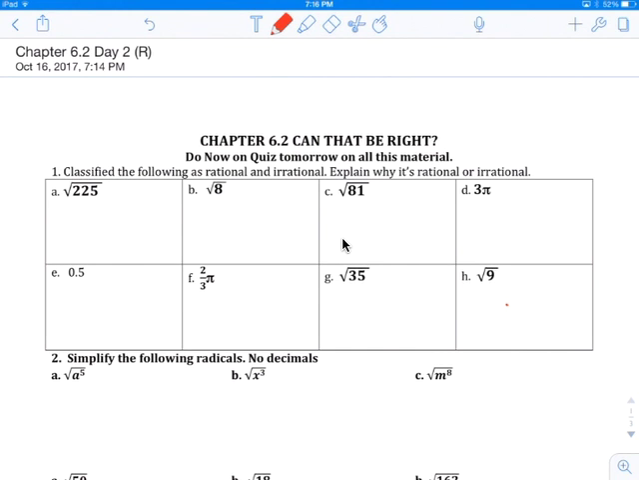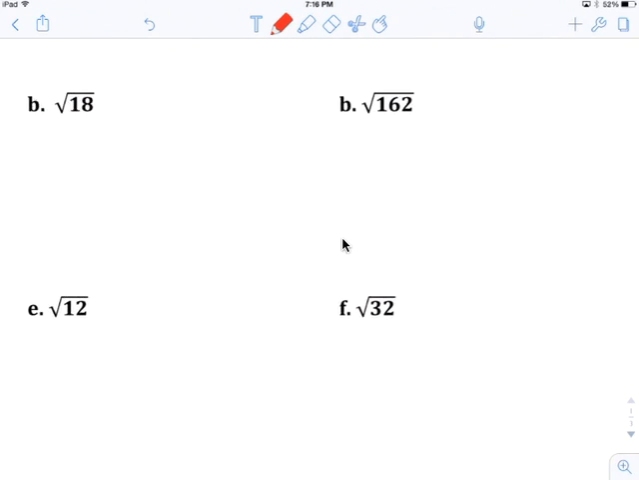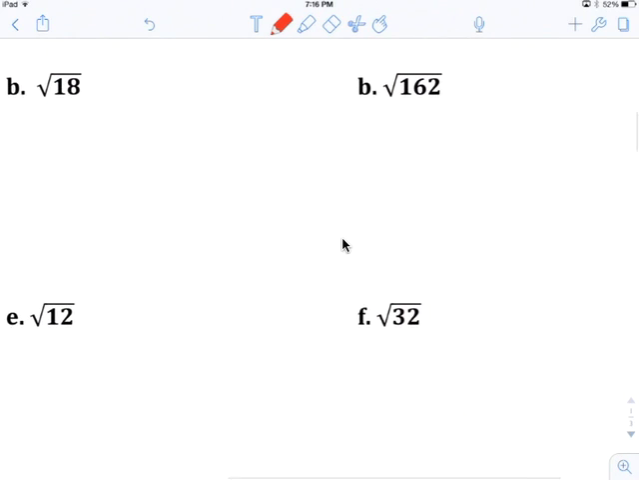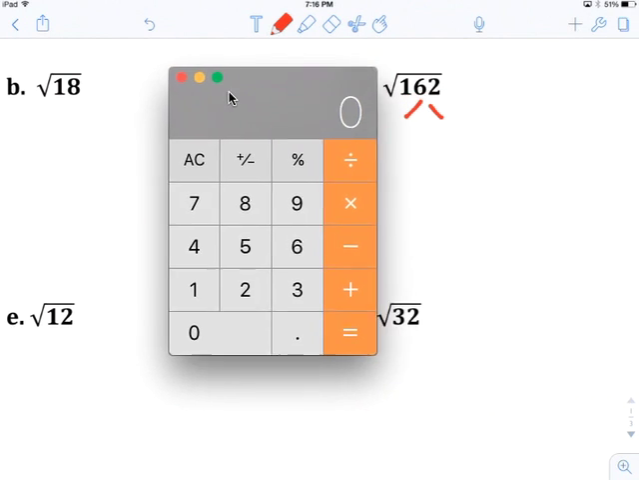Okay, this is your homework. We did this in class. Let's see. We didn't do some of these in class. This will be on your test tomorrow. So when you do this, you divide that by 2. 168, I'll show you how we do that.